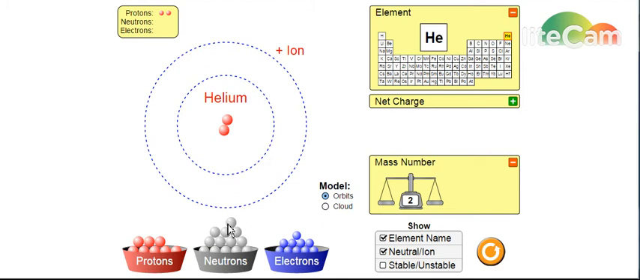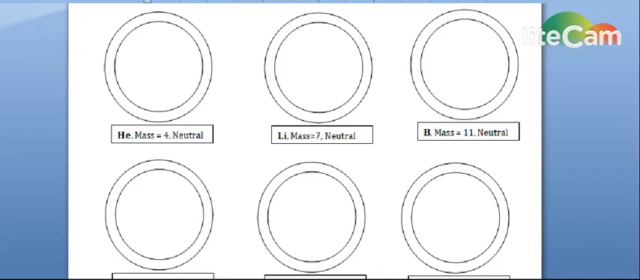The next thing we need to add is neutrons. But how many neutrons do we need to add? Let's go take a look at our paper again. It tells us on our paper that we are going to build a helium with a mass of 4. Switch back to your simulation.